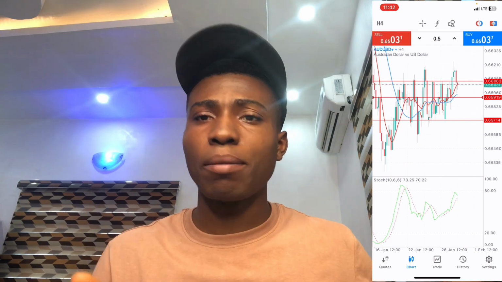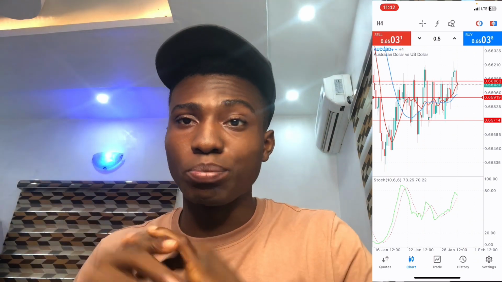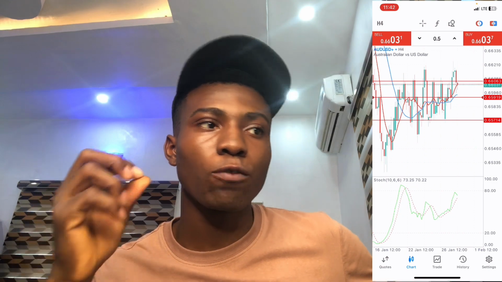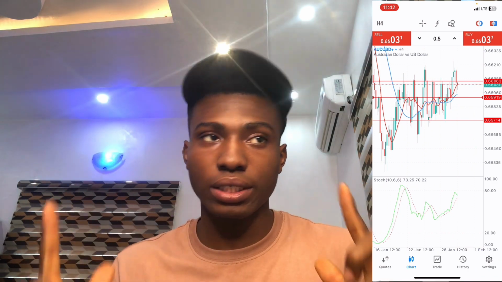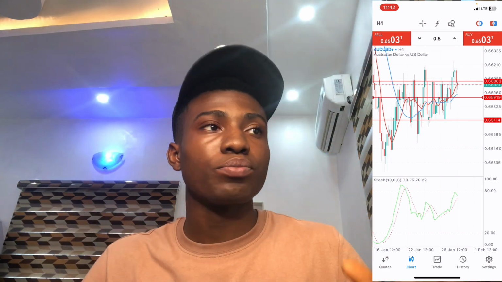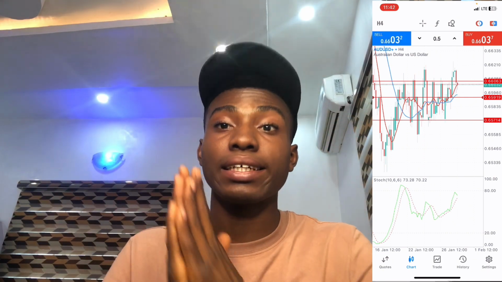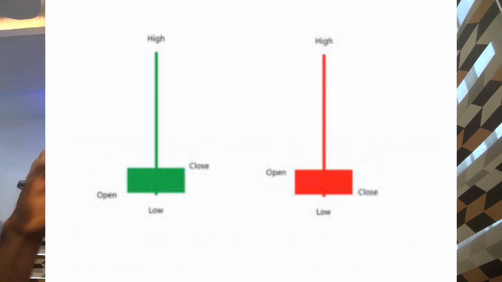Whenever I'm looking out for a reaction in the market, I'm mostly checking out for candlesticks. There are two major candlesticks that you really want to look out for. There's the inverted hammer and there's the hammer. Now the inverted hammer looks like this. This inverted hammer mostly appears at a resistance point in the market. Whenever you see an inverted hammer, the next thing you want to see is another red candlestick to be sure that the market is going down.